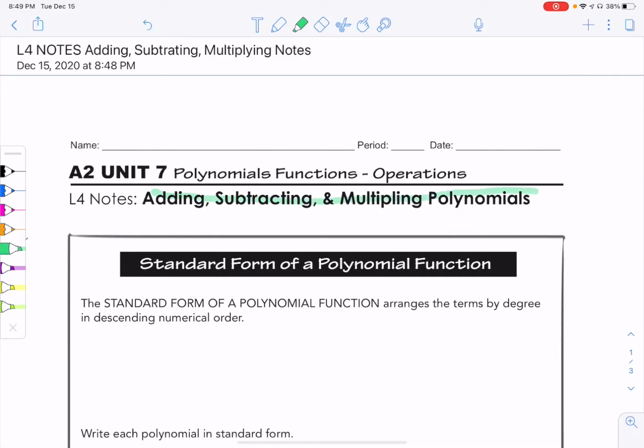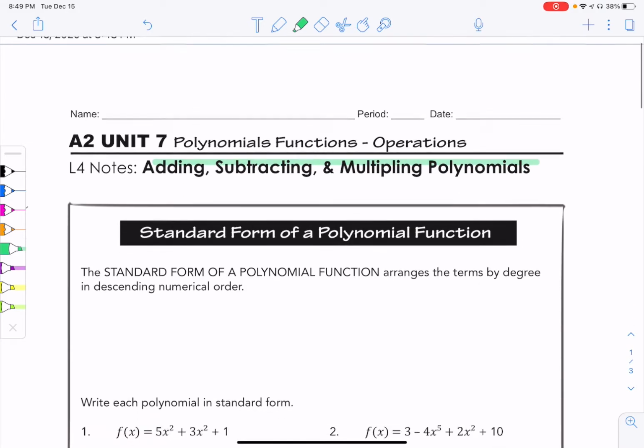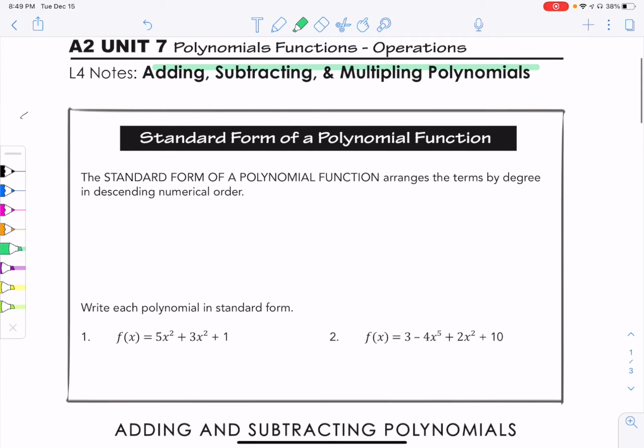Adding, subtracting, and multiplying polynomials. These are three things that you have all done before, so this should be a review.